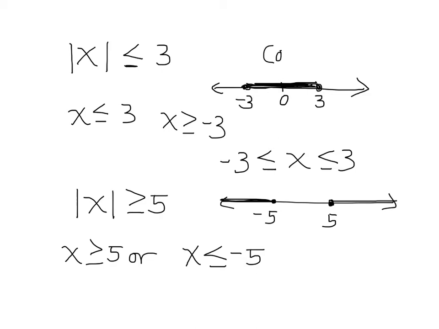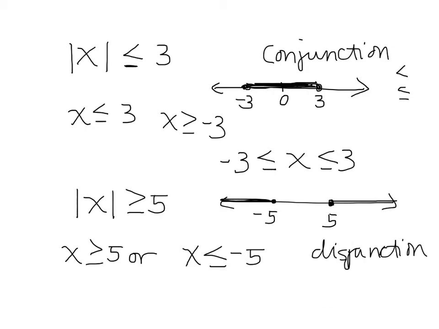Notice that this is like a conjunction, and it goes with less than or equal to. And this is like a disjunction. It goes with greater than or equal to. So based on that, the next ones are a little bit more elusive. Well, let's start with the idea that the absolute value of y minus 2 is equal to 4.